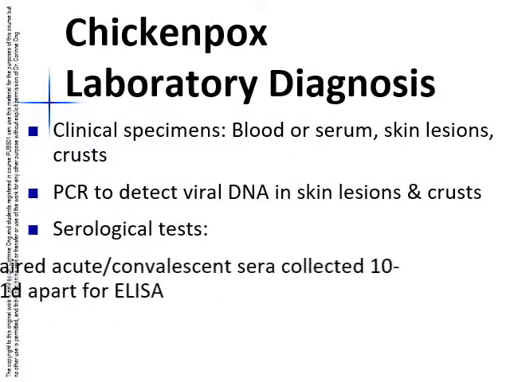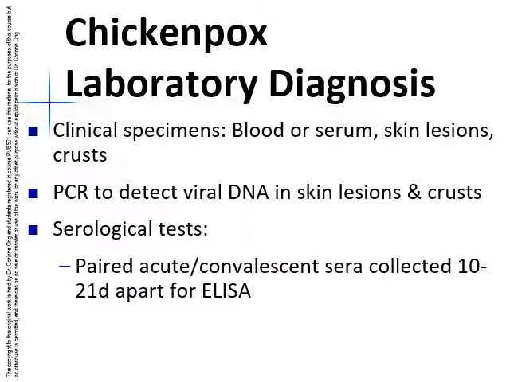Clinical specimens that are required include blood or serum, skin lesions, or crust. PCR to detect viral DNA in skin lesions and crusts can also be used, as well as serological tests to detect a fourfold or greater increase in antibody titers between acute and convalescent serum collected 10 to 21 days apart, as required for one of the case definition criteria. IgM antibodies may also be detected to indicate recent infection.